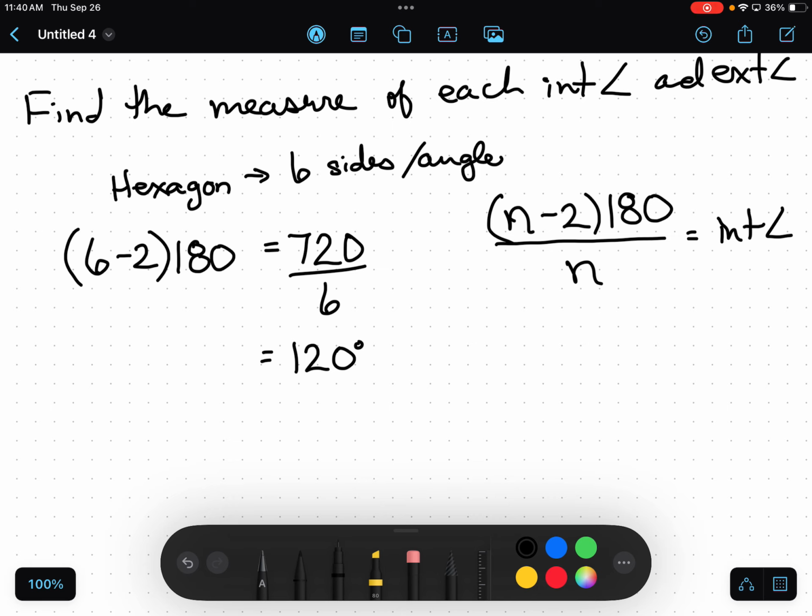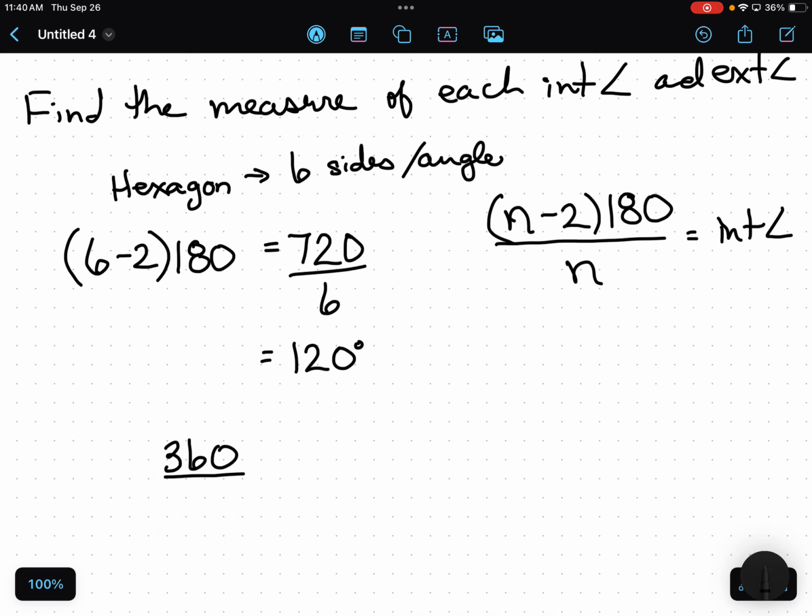To find the exterior angle, remember all shapes are 360 degrees when it comes to an exterior angle. All of them add up to be 360. Since you have 6 of them, you just divide it by 6. You want to make it equal. So to find the exterior angles, you take 360 and divide it by how many sides you have. That gives you the exterior angle. So those are the formulas that we have for them, okay?